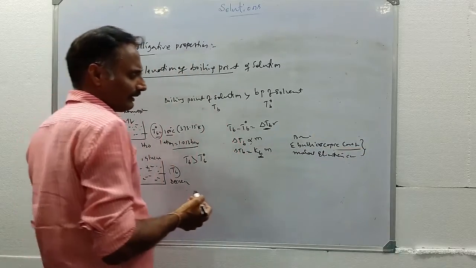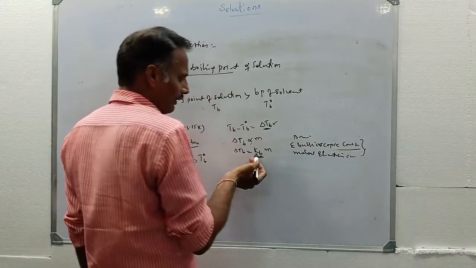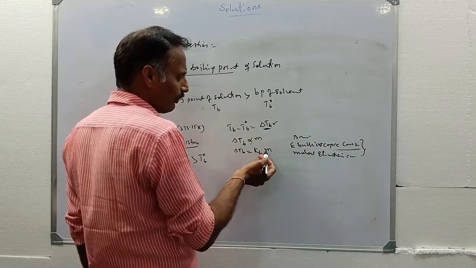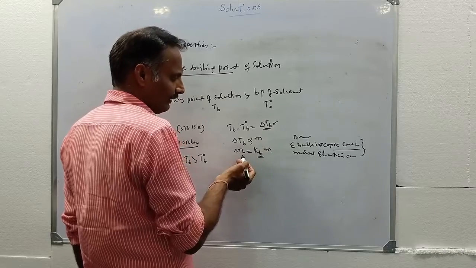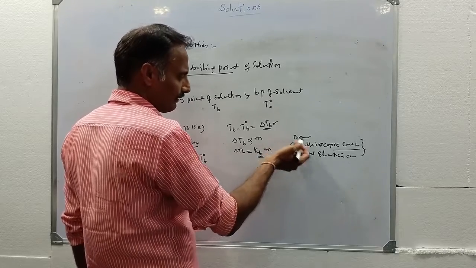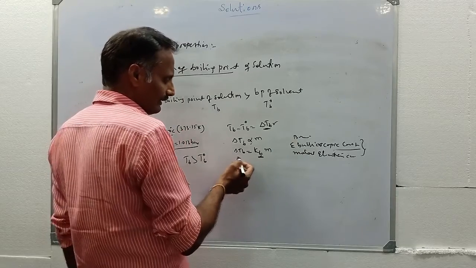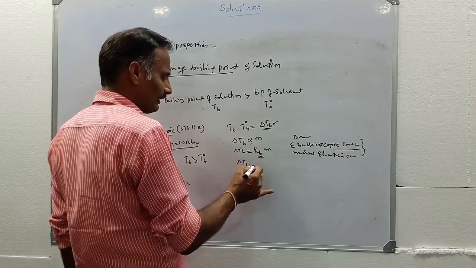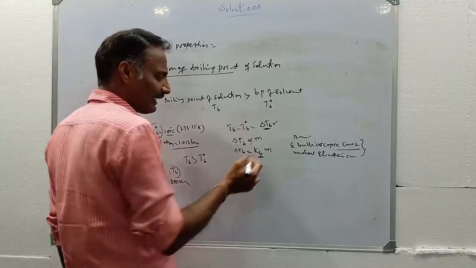And what is KB here? It is the increase in the boiling point of a solution when 1 mole of solute is present in the solution. That is called the boiling point elevation constant. And this is delta TB equal to KB into m, where m is the molality.